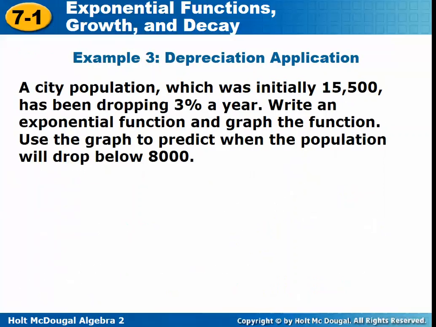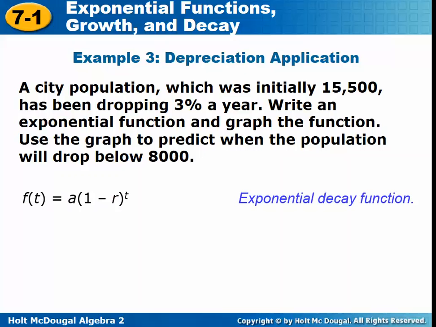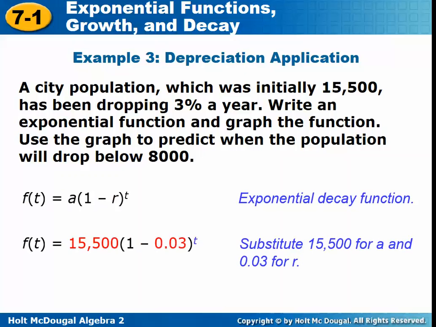A city population which was initially 15,500 has been dropping 3% a year. So write an exponential function and graph the function. Now they want to know when it is going to drop below 8,000. This time it's an exponential decay, so you fill in your values, but this time you use the model 1 minus r. When you simplify, you'll get 0.97, a value less than 1.